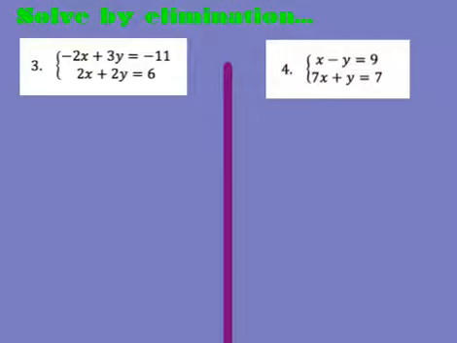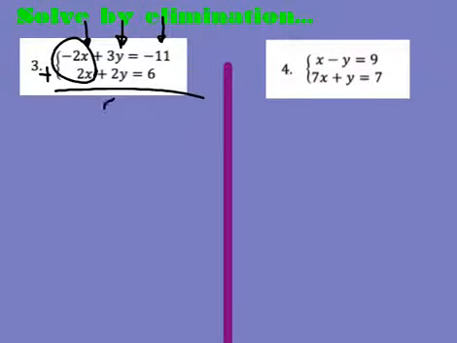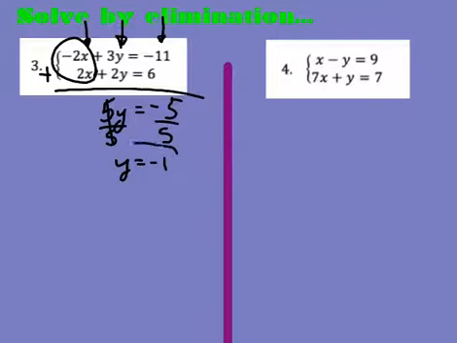Okay. Now we're getting numbers. So notice we have 2, 3, 11, 2, 2, 6. Still, this is a pretty simple problem because everything's lined up for me, and these cancel when I add. So then I'm going to have 5y equal to negative 5 if I add those together. Divide by 5, divide by 5, y equals negative 1.